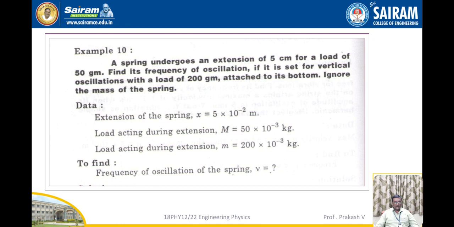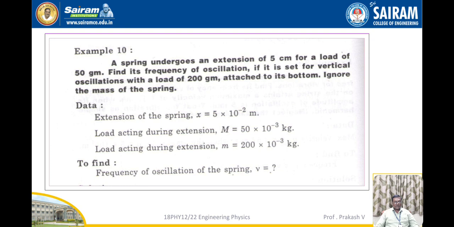So here the given data, extension of the spring is x is equal to 5 into 10 to the power of minus 2 meter. Load acting during extension capital M is equal to 50 into 10 to the power of minus 3 kg, and the load acting during oscillation small m is equal to 200 into 10 to the power of minus 3 kg. So here we have to find the frequency of oscillation of the spring, that is mu.